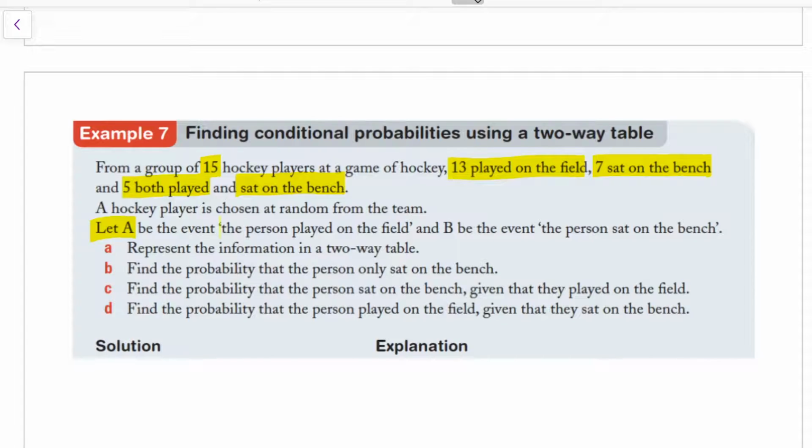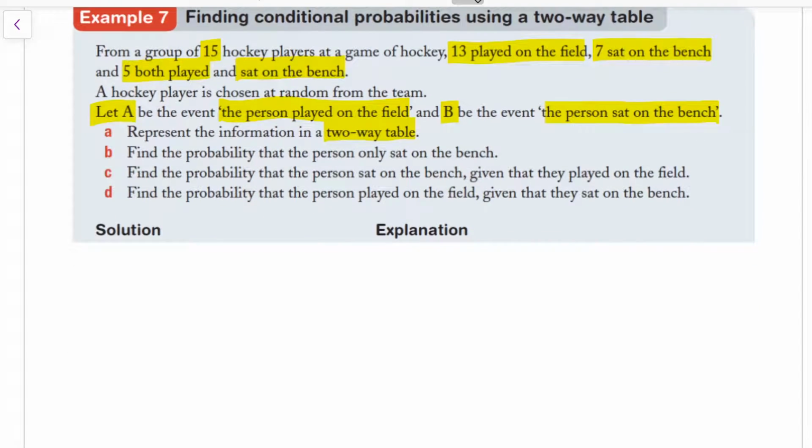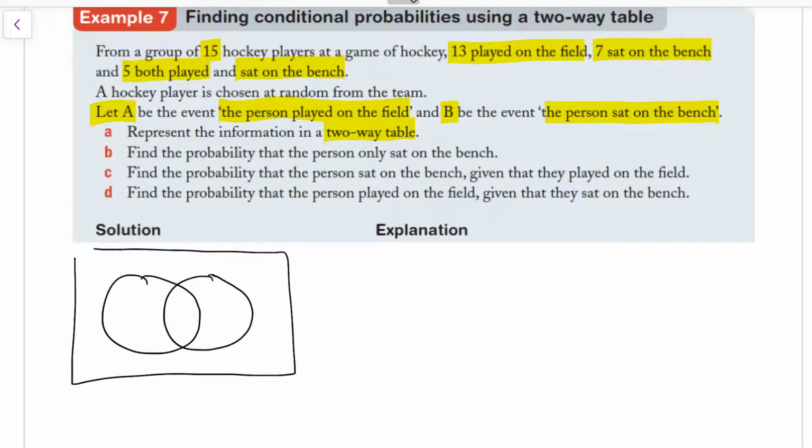Let A represent the person who played on the field and let B represent the person that sat on the bench. They want this represented in a two-way table. All right. Let's just stop there and let's think about our two-way table. Now for you, you might feel more comfortable putting this into a Venn diagram first. Personally, I prefer a Venn diagram, so I like to put it in the Venn diagram first. Now just bear in mind that they haven't used the word only in our wording in the question.